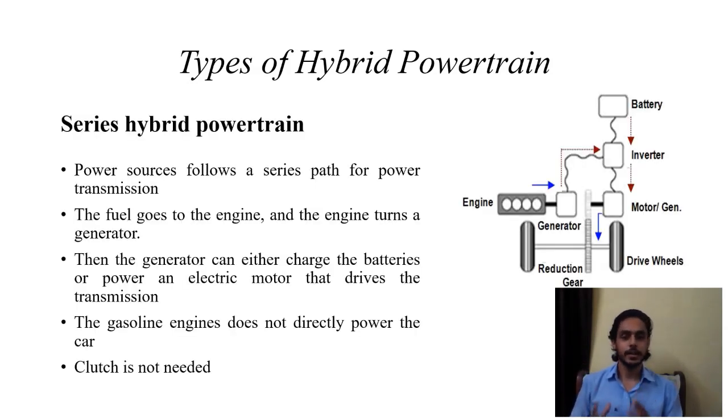So the first one is series. In this, the two power sources are connected in a series form to power the transmission. The fuel goes to the engine, then the engine turns a generator, then the generator can either charge the batteries or power an electric motor that drives the transmission. Mainly here, the gasoline engine does not directly power the car, and also there is no need to add a clutch because the motor shaft can be attached to the wheels via fixed gear ratio or the continuously variable transmission.